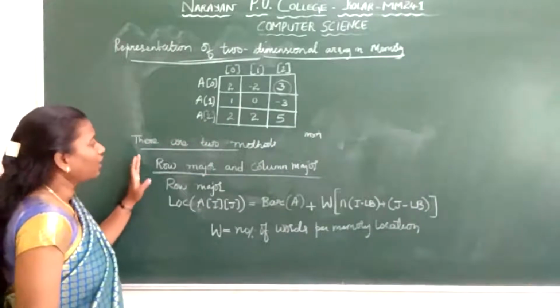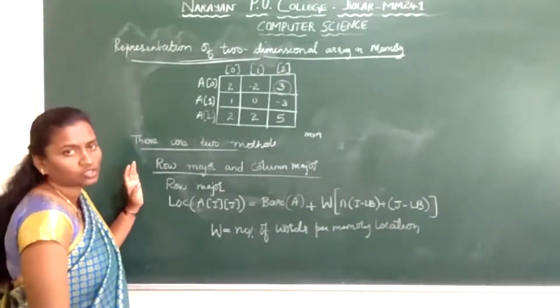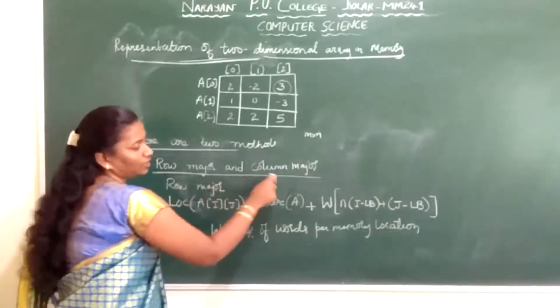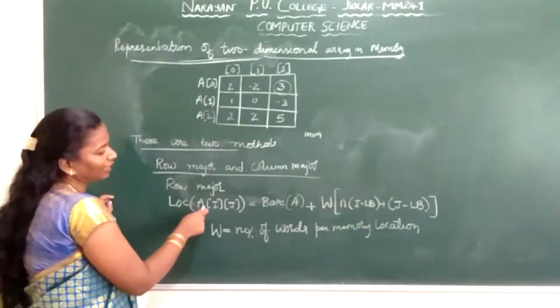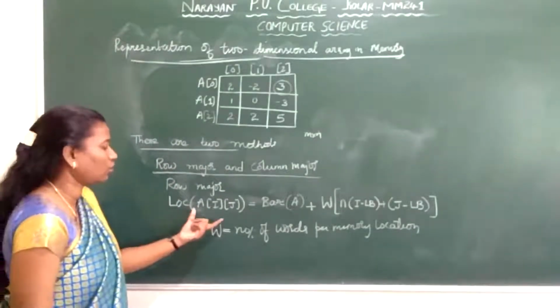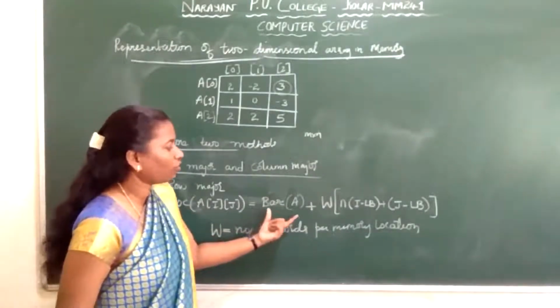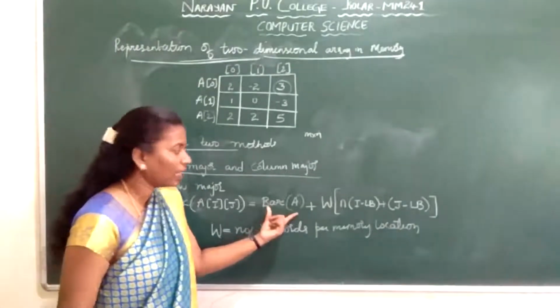There are two methods to represent the two-dimensional array: row major and column major. We have formulas to find the location of any element. If I want to find the location of A of i, j, the formula is base of A, which is the base address, the beginning address of the array, plus W.